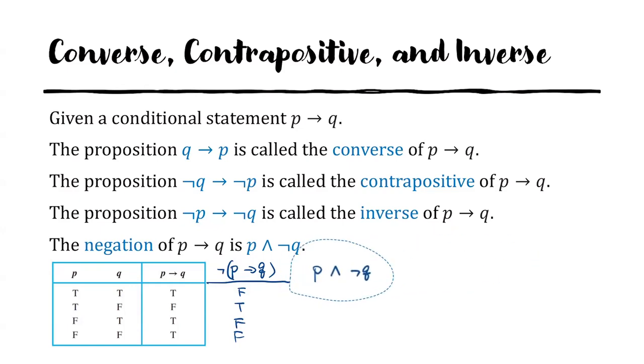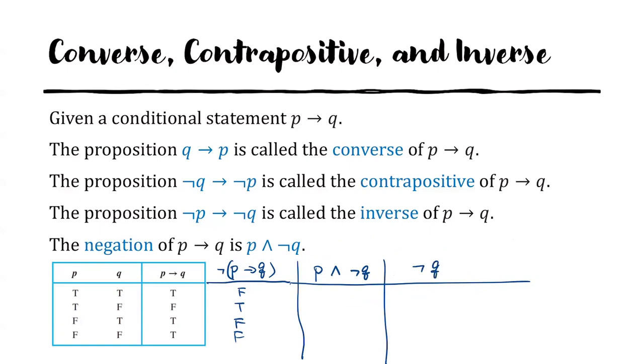Now if you want to check the truth table for P and not Q, we need to have the truth table for not Q. Since we don't have it on our list yet, we'll negate the Q. So we have false, true, false, true. We will negate this column.